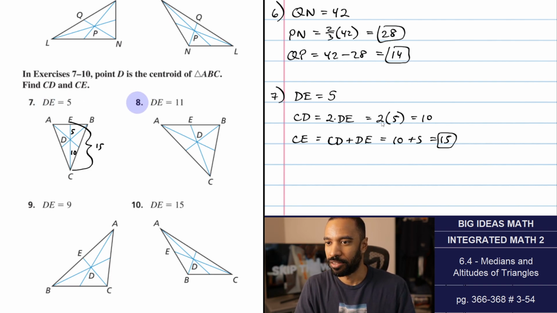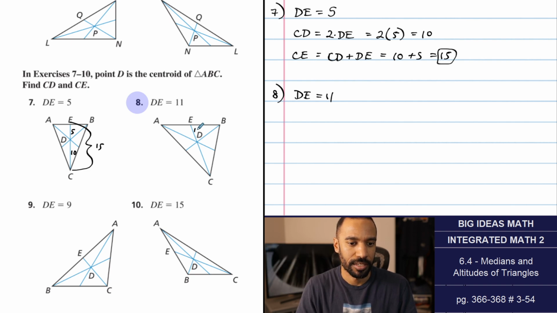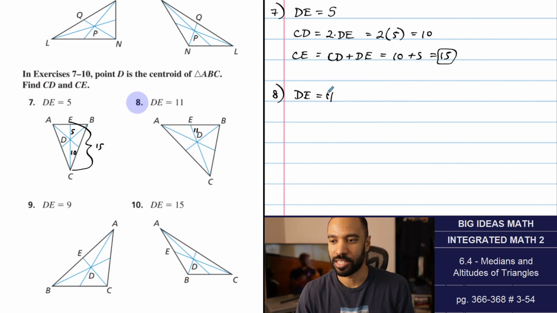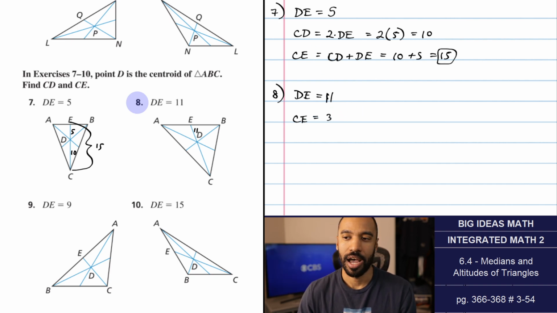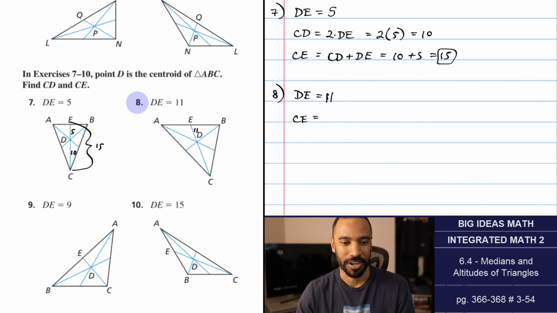Let's go with DE being 11 on number 8. So now we've got 11 for this guy, with D being the centroid. This time let's go for the whole thing first. Let's say that CE, the entire thing, that should be triple this 11. Okay, hold on. Maybe you don't know that, but you might know. I'm sorry. 1/3 of CE is DE. So 1/3 of CE is 11, and then you multiply both sides by 3. So it's tripling that 11, right?